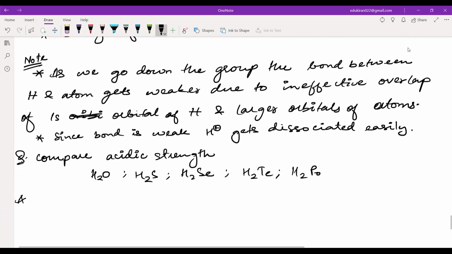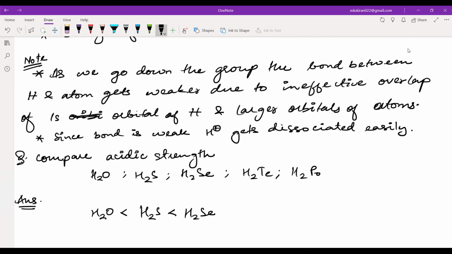So in this case, you can write the answer. Because they are in the same group, and in the same group, size is the factor that dominates, and it tells me about the acidic strength. So I can say that H2O will be least acidic, followed by H2S, followed by H2Se, right? Then followed by H2Te. Don't write polonium, just write till Te, since it is a metal. Write this down. Let me know if you're done. Done, sir. Done, all of you?